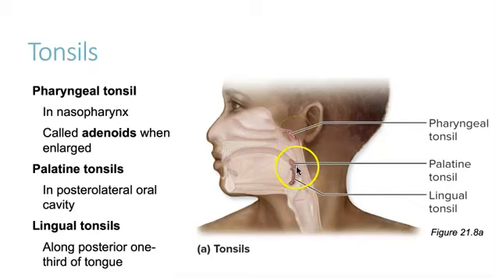Another tonsil that can be removed is the palatine tonsil, and we find this in the posterolateral oral cavity. So if you were to have somebody go ah and open up their mouth, you're going to see that uvula in the center, that ball hanging in the back of their throat, and then look along the lateral walls and you'll find the palatine tonsils on either side. And lastly, we have the lingual tonsil, which is found at the base of the tongue here, in the posterior 1/3 of that tongue.